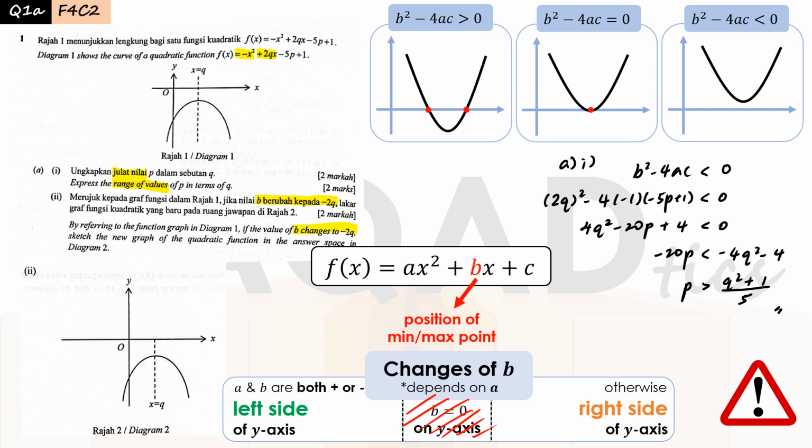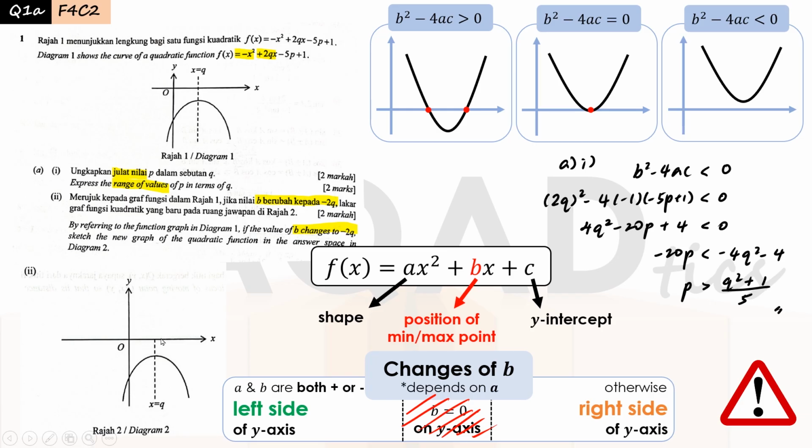Okay, so A actually represents the shape, meaning the width of the graph, right? So if you want to draw the new graph later, we must maintain the width of the original graph. It cannot be wider or narrower compared to this graph. It must be exactly the same. Okay, and C represents the y-intercept. So as you see in this graph, the y-intercept is here. So when we draw the graph later, we also need to intersect the same point, okay, which is here.